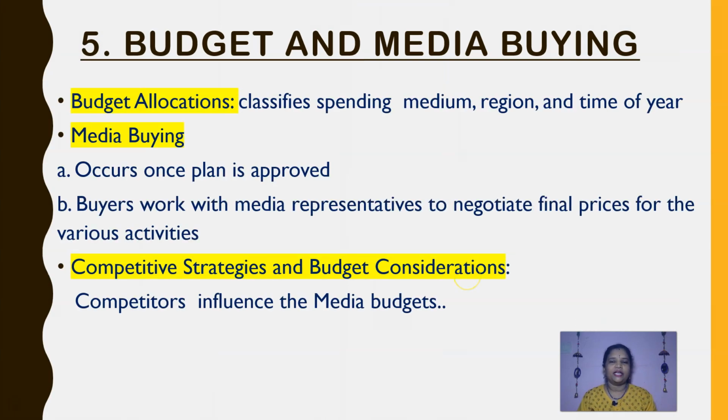Budget and media buying. Budget allocations are very important, because the medium, region and the time have to be taken into consideration, and media buying is very, very important. This occurs once the plan is approved and buyers work with media representatives to negotiate final prices for the various activities. As I spoke to you regarding the various world famous media agencies, they have a lot of discussion with the organization, and they deliberate regarding the timings, the medium that has to be advertised, and the final prices, all planned together, and that influences what kind of promotion the company decides to go ahead with. Then competitive strategies and budget considerations are important, because competitors influence the media budgets to a very large extent.